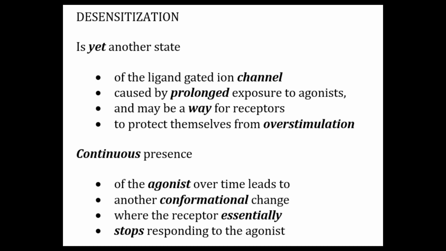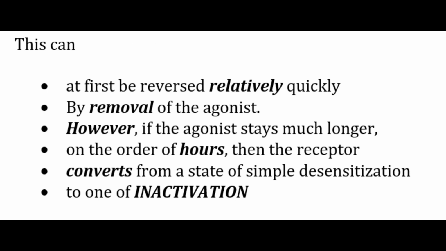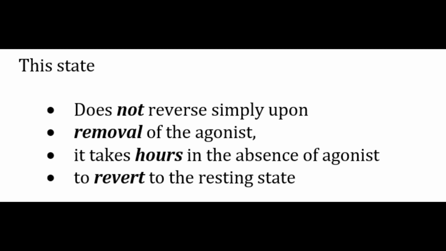The continuous presence of the agonist over time leads to another conformational change where the receptor essentially stops responding to the agonist. This can at first be reversed relatively quickly by removal of the agonist. However, if the agonist stays much longer, on the order of hours, then the receptor converts from a state of simple desensitization to one of inactivation. This state does not reverse simply upon the removal of the agonist. It takes hours in the absence of agonist to revert to the resting state.